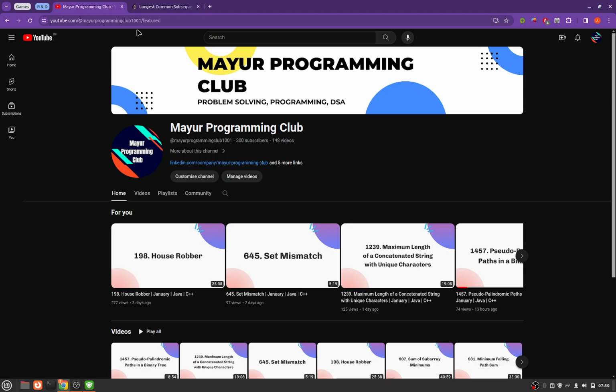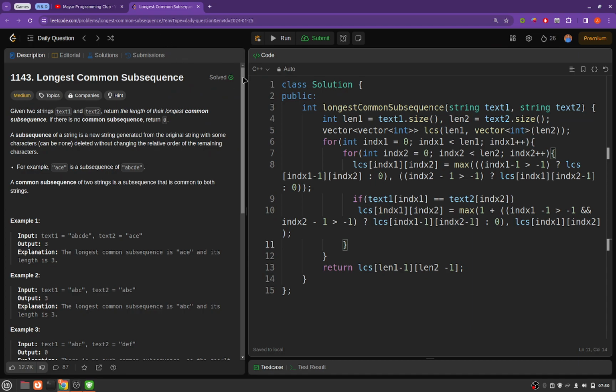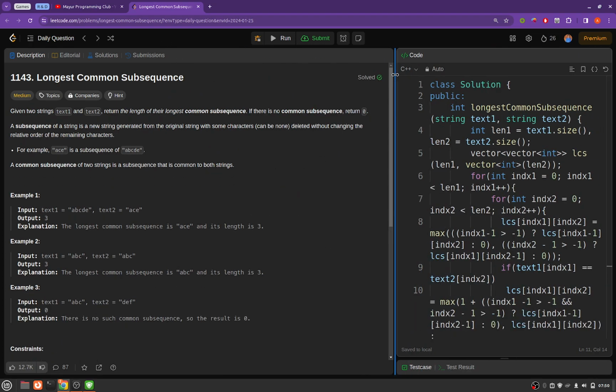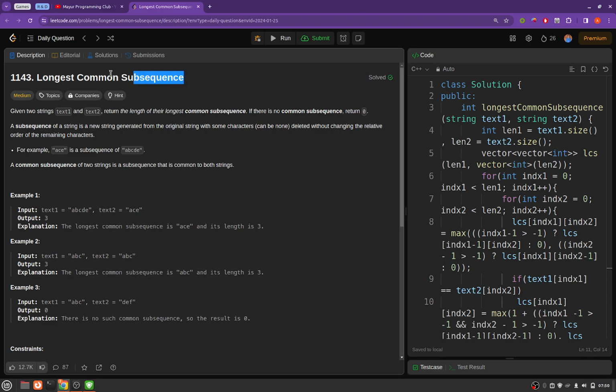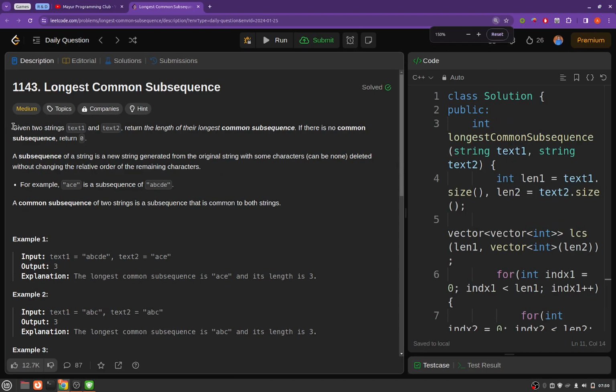Today we will be solving another daily Leetcode problem, and the problem's name is longest common subsequence, and the problem statement goes like this. Given two strings text1 and text2, return the length of their longest common subsequence. If there is no common subsequence, then you have to return 0.